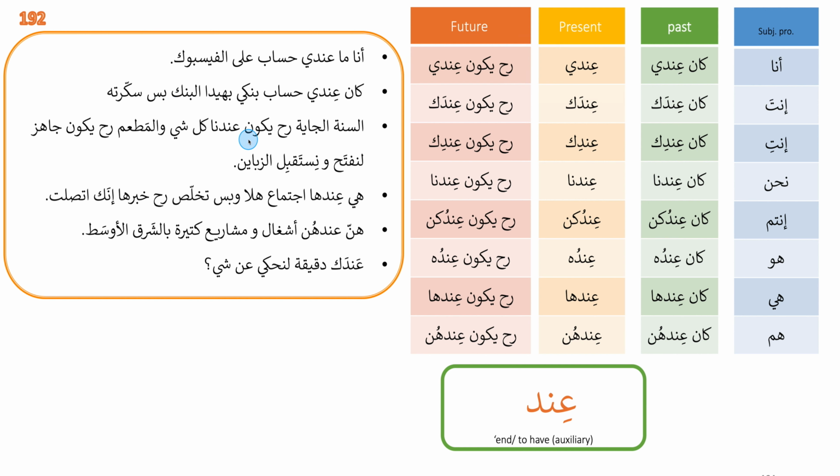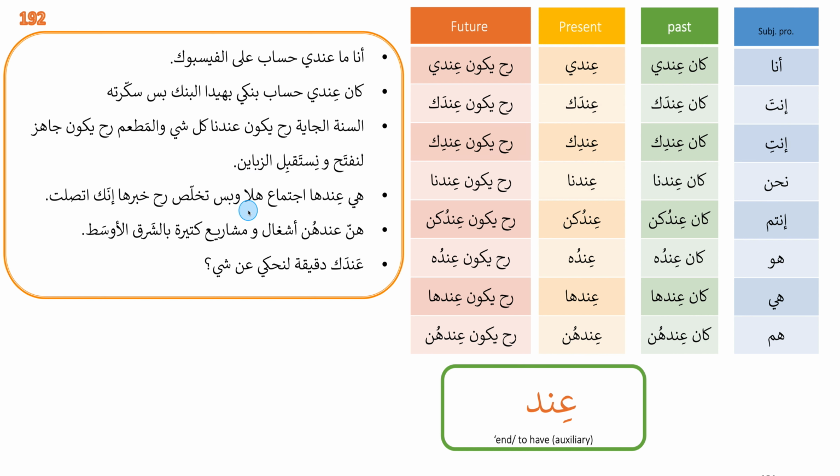السنة الجاية رح يكون عندنا كل شي والمطعم رح يكون جاهز لنفتح ونستقبل الزباين. السنة الجاية, the next year; رح يكون عندنا كل شي, we will have everything. رح يكون عندنا, we will have; كل شي, everything. والمطعم, and the restaurant; رح يكون جاهز, will be ready; لنفتح, to open; ونستقبل, and to receive and to welcome; الزباين, the clients or the customers.